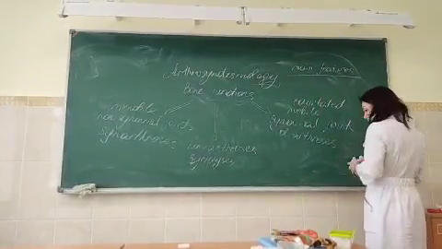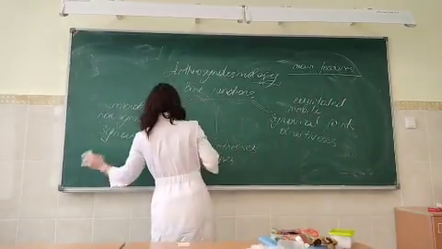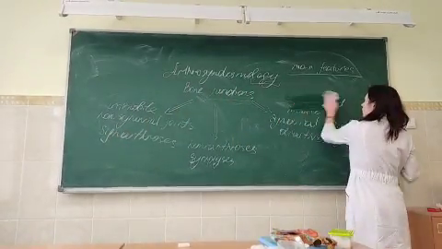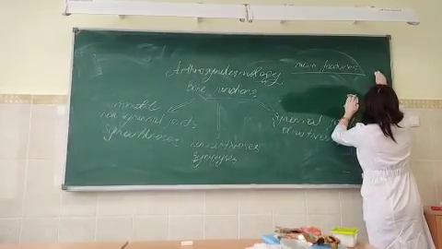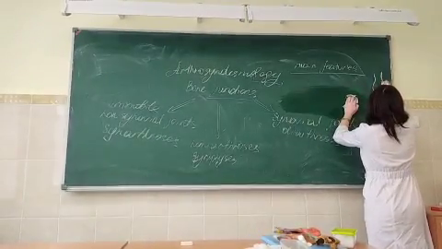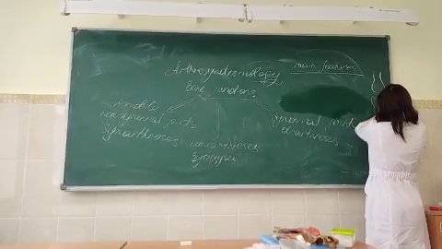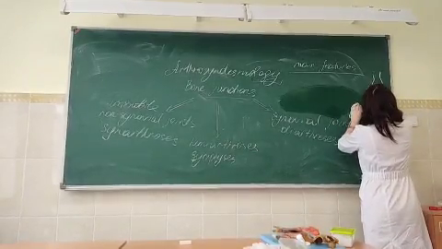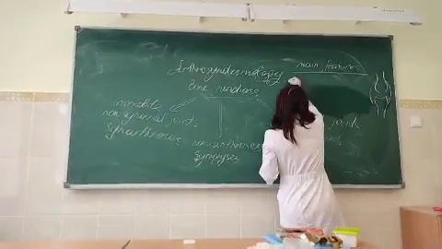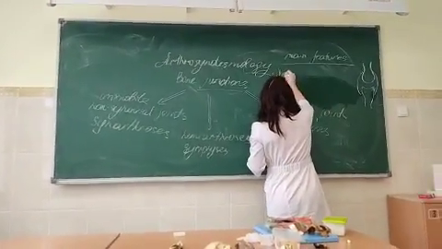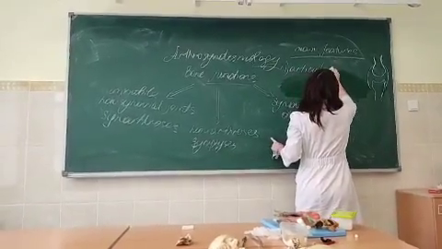So first, what is a joint? Like a diagram, a scheme. This is a joint. So the first main feature that must be present in any synovial joint is articular surfaces.